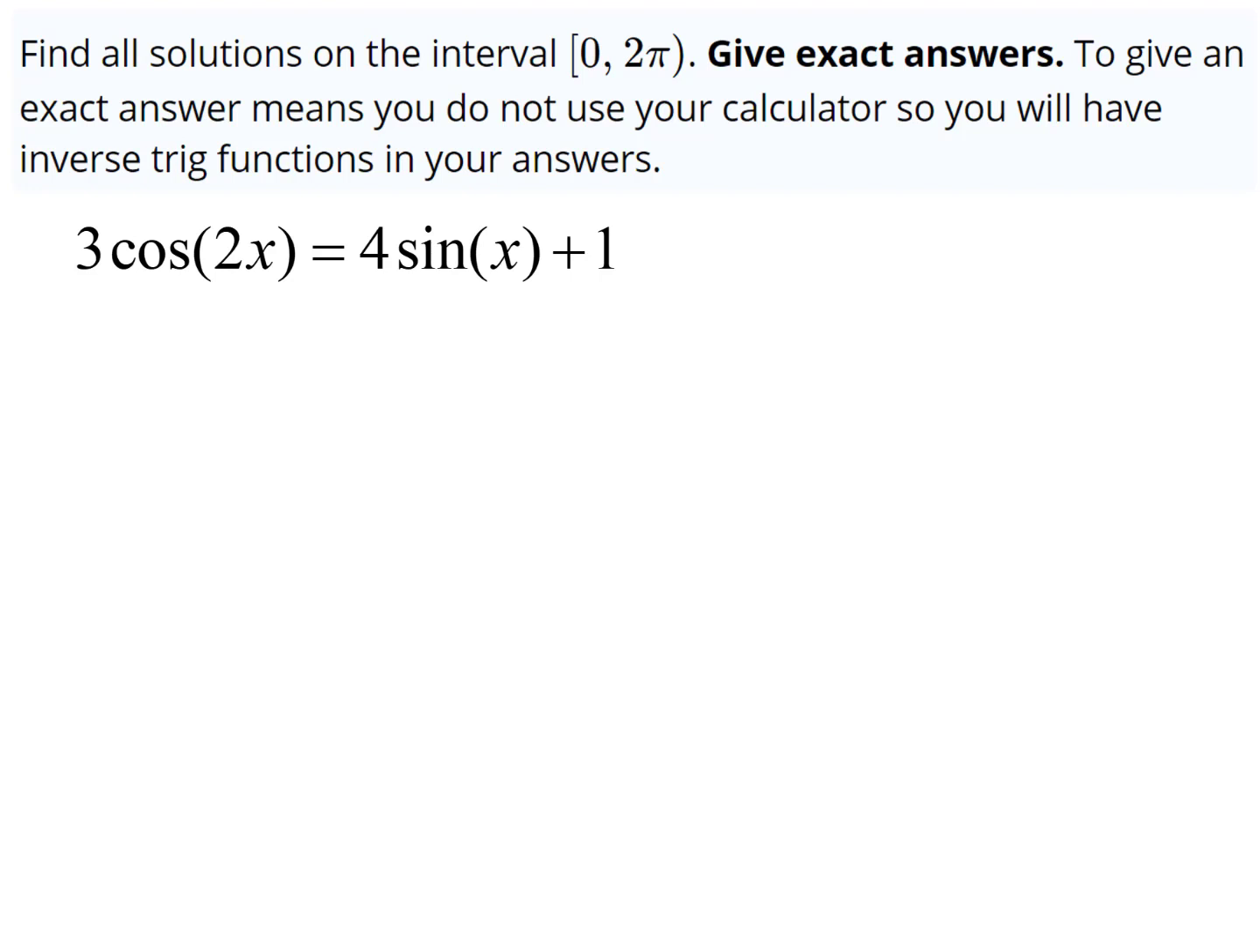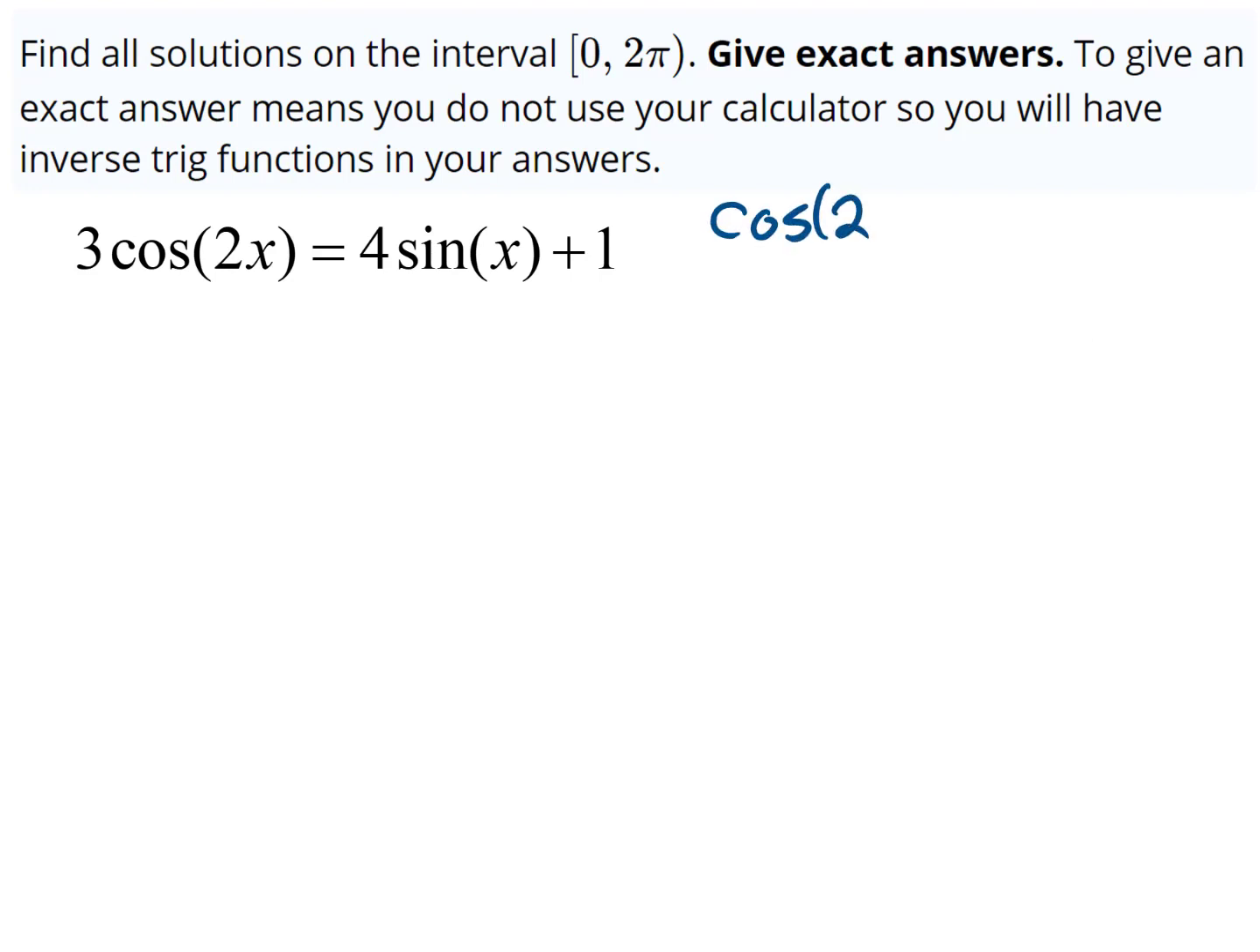The first thing I see here is I have both a cosine and a sine, and it would be nice to get them in terms of the same trig function, but the other thing I notice is one of the arguments or angles is 2x and the other is x, and we want them in terms of the same argument as well. So I'm going to use a double angle formula.